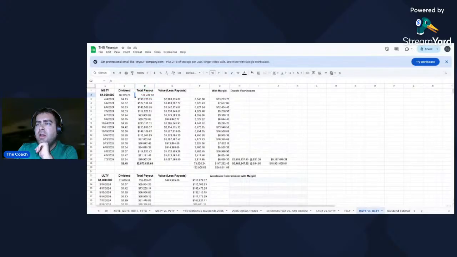So you all know I've put together my $1 million example here, and hopefully, who knows, it could be worth $1 million to somebody. If it ends up being, just don't forget your old Uncle Coach here. So with margin, double your income, right?